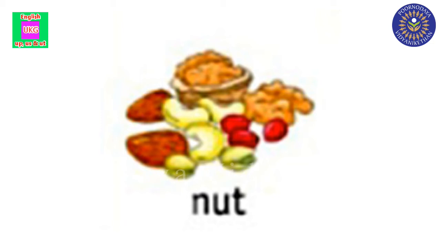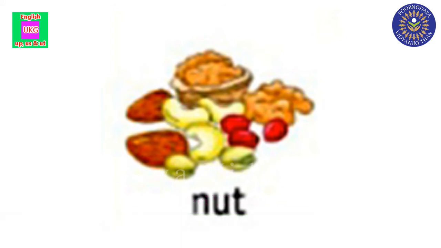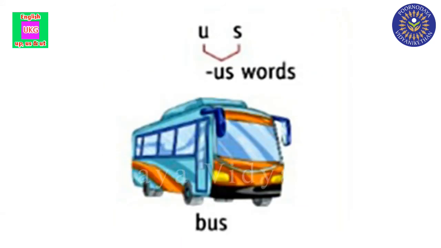What is this? Nut. N U T. Nut. Repeat it, children. N U T. Nut. What is the spelling? N U T. What is the sound here? Ut sound. Now see the next picture.